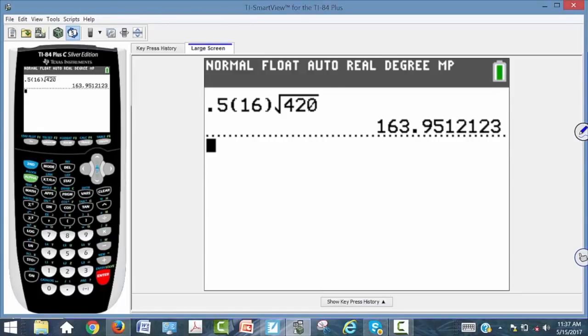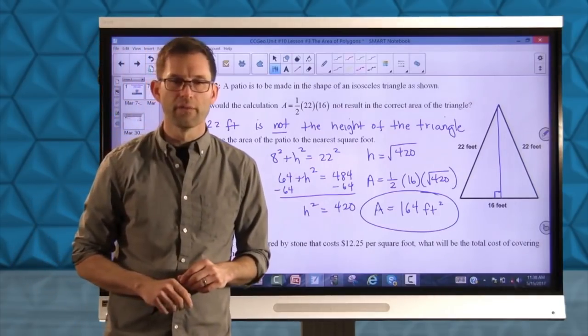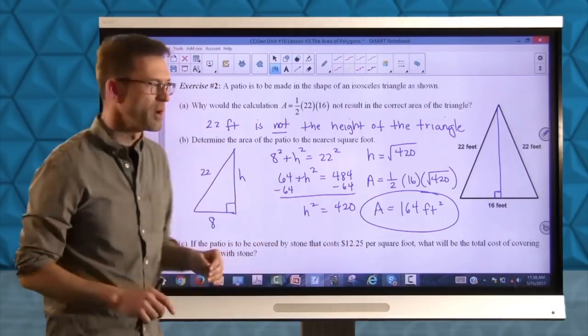163.95 square feet, I think. 163.95, what do we want? To the nearest square foot. So the area would be 164 square feet. All right, 164 square feet. Again, feet squared, whatever.